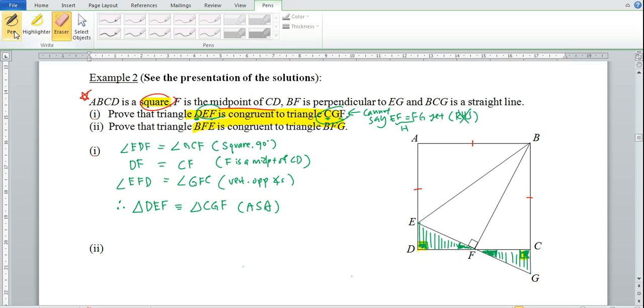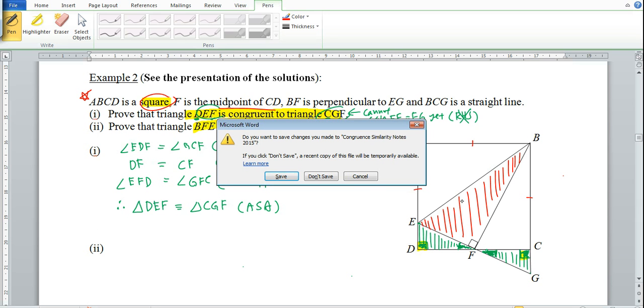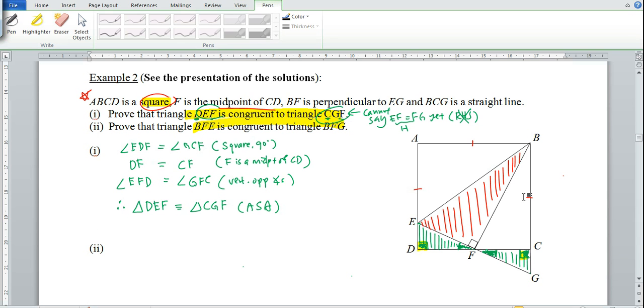Okay, so basically the next two triangles that I'm looking at are BFE, the big one on top, and BFG, the one that is at its side. So I'm looking at these two triangles.